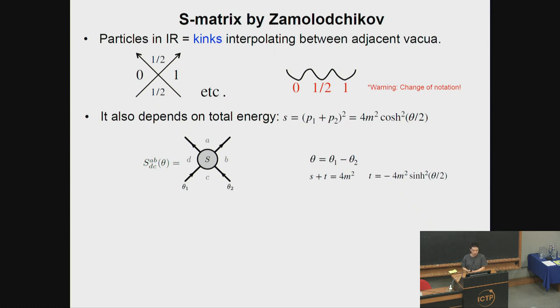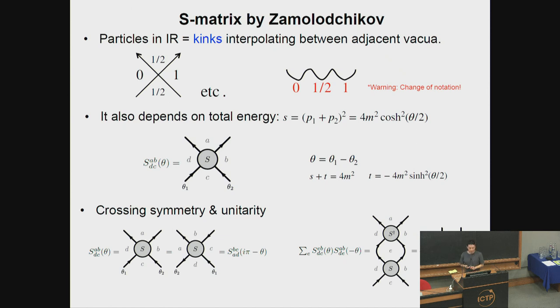And in addition, as I already mentioned, the probability of the scattering process, of course, depends on the total energy, which in two dimensions is a single variable, s. And people often parameterize this s in this way. So m is the mass of the particle, which is already given. And theta is what's called the rapidity variable, which you can use instead of s. So together with all these labels, the S matrix depends on basically five parameters: these a, b, c, d labels, which label vacua, and then theta, which parameterizes the total energy.